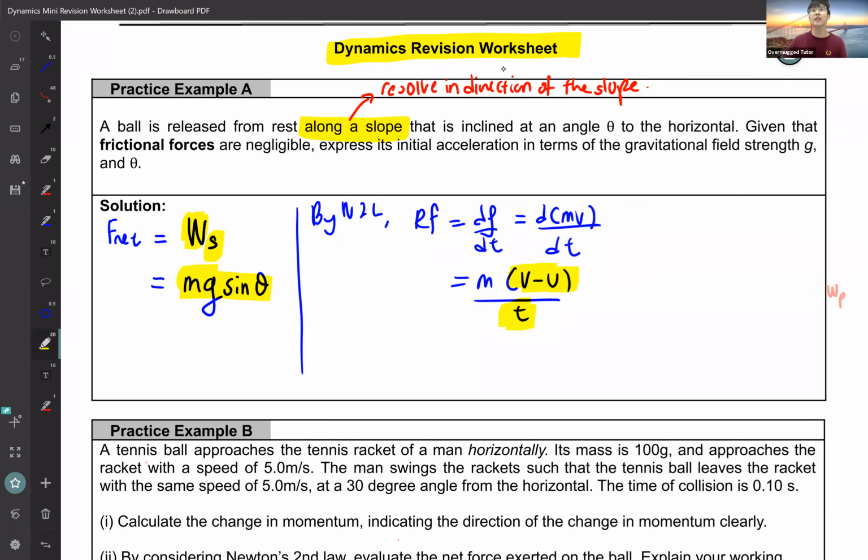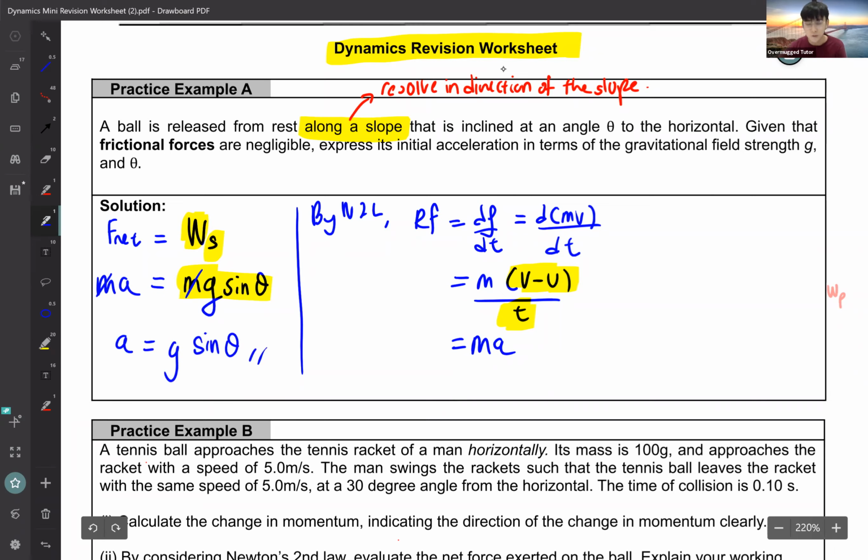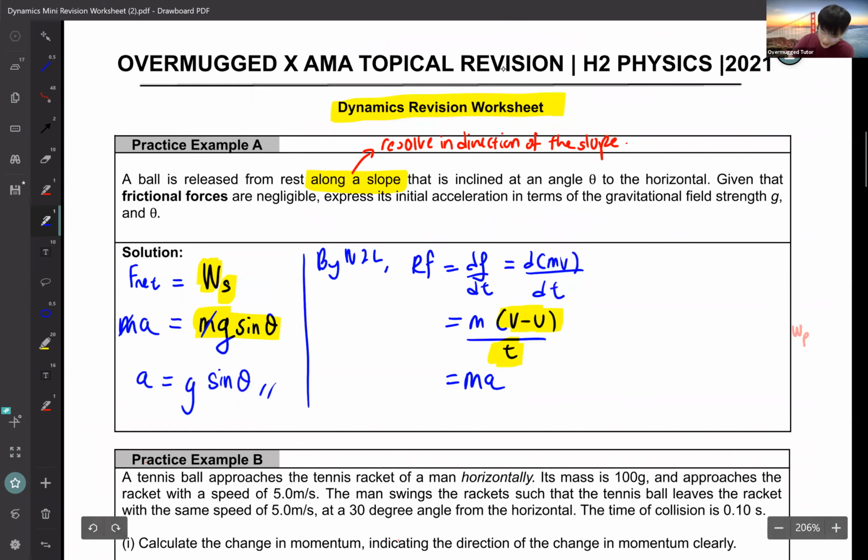V minus U over T. You learn this all the way in what? Sec 4, Sec 3 even, right? So this is MA. Then you can see I can just plug that in here because F net is resultant force. So MA equals mg sine theta. What can I cancel out? Easy, just cancel M. And so you can say that finally I know that the ball will accelerate at g sine of theta.